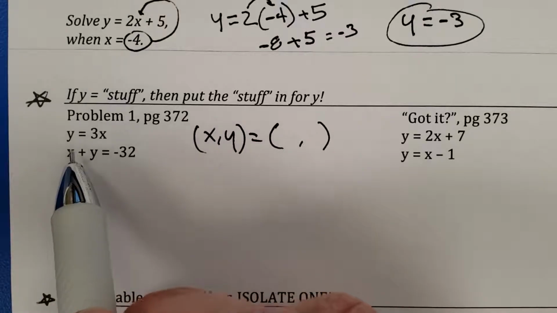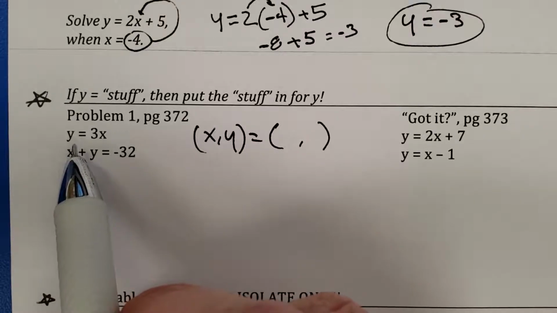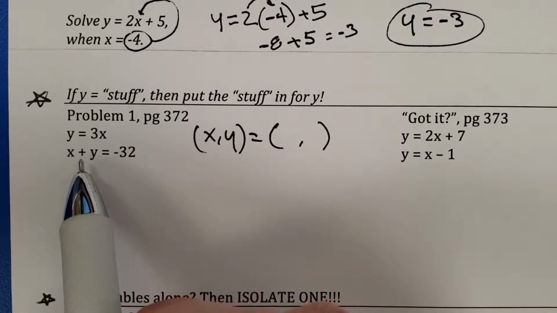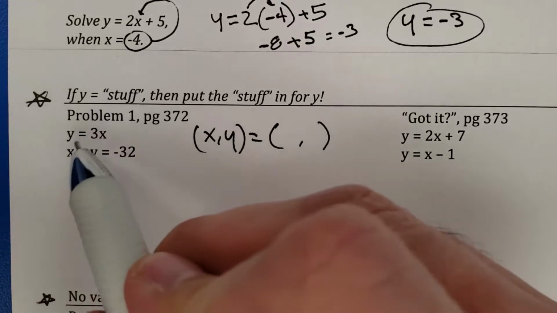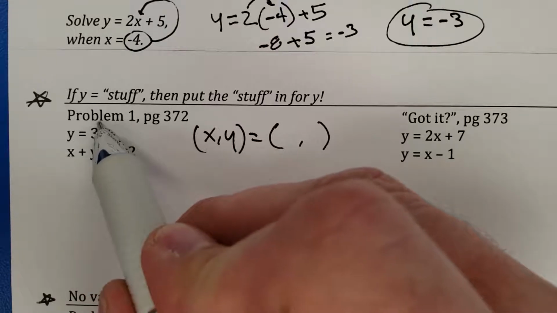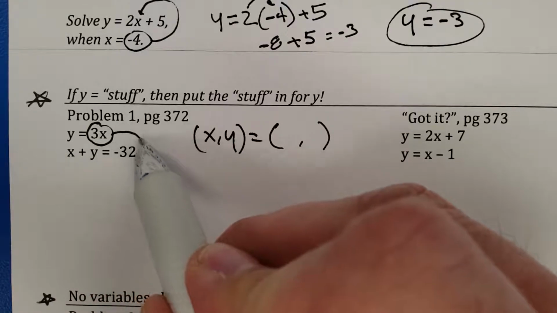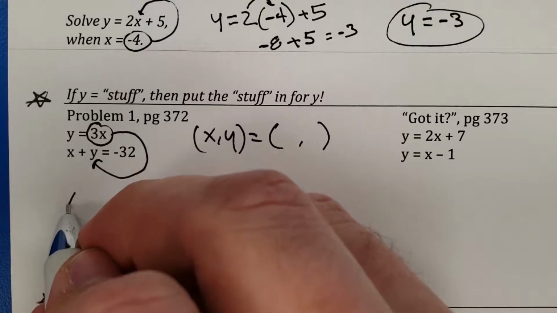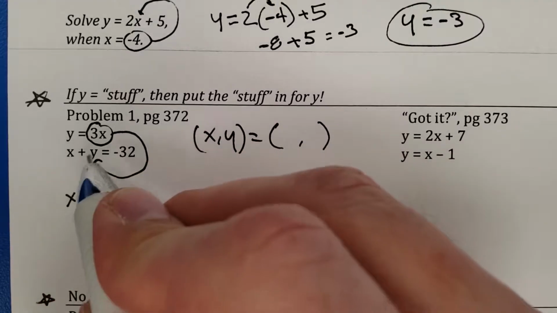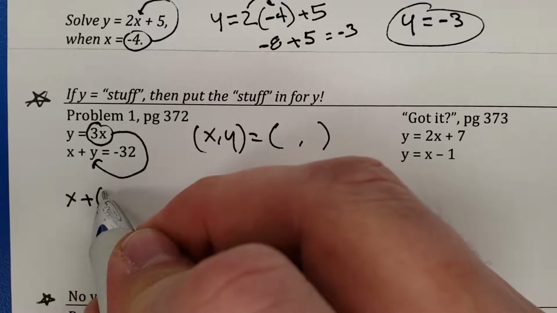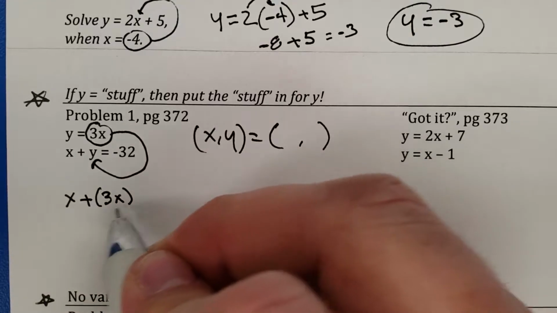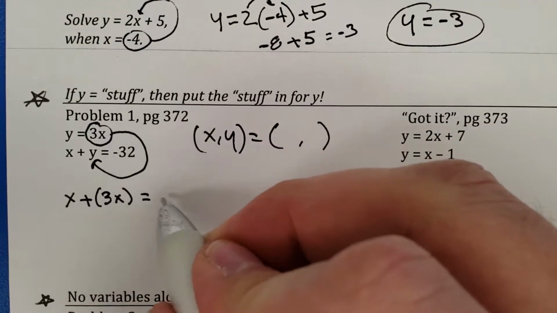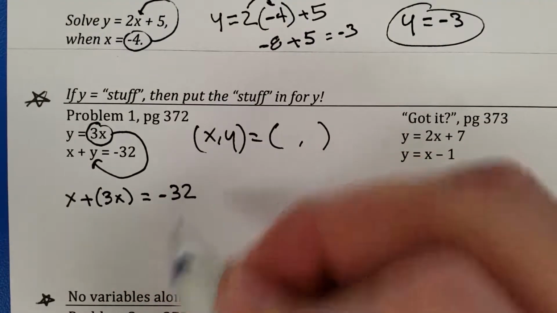Okay, substitute. You want to look for the lone variable. y is all by itself. Down here, x and y are together on the same side. That's not good. This is. y equals stuff, so the stuff goes in for y. Now, the rewrite is probably the most important part. So instead of a y, I'm now going to put a 3x in for y. The brackets aren't necessary in this case, but I still like to use them. Okay, still equals negative 32.